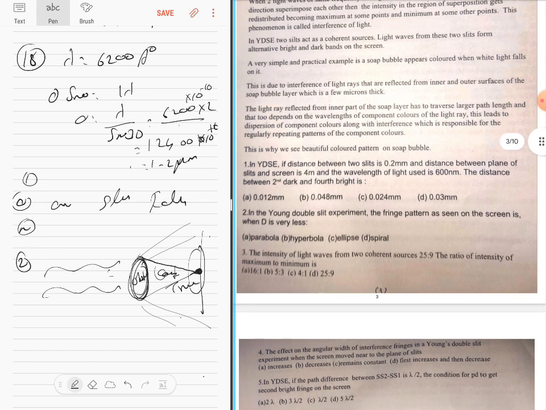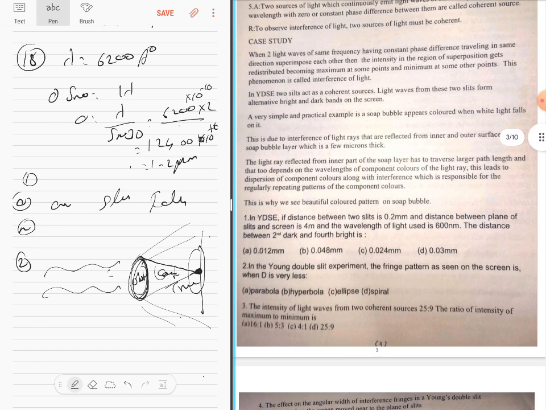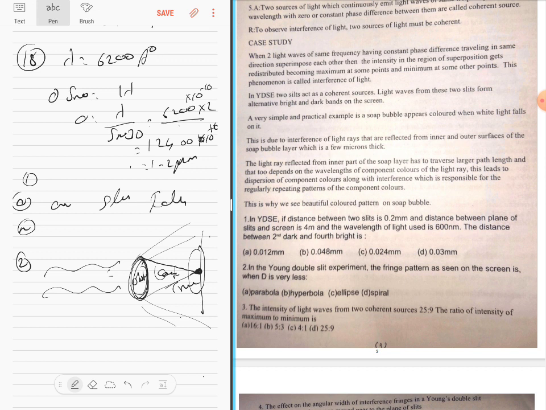The light ray reflected from the inner part of the soap layer has traversed a larger path length, and that too depends on the wavelength of the component colors of the light. This leads to dispersion of the component colors along with interference. So there's also dispersion along with interference, which is responsible for the regularly repeating patterns of the component colors.